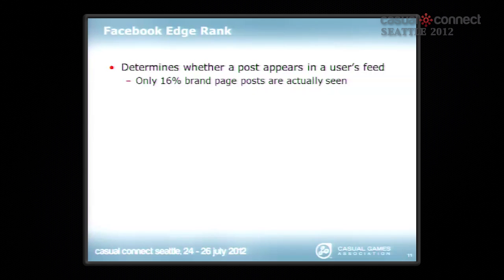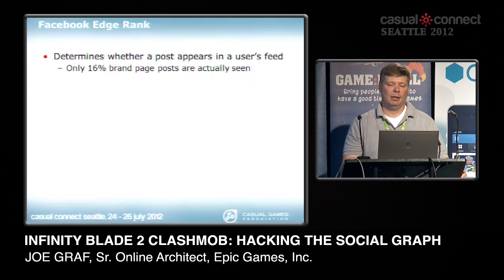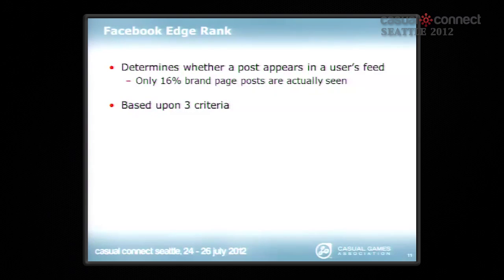So one of the things that we were really keen to get is reach on Facebook. And the way we do this is all the ClashMob events are posted to our brand page. Now, when you do that, any post that goes on a brand page, whether or not it shows up in someone's feed, is determined by the Facebook EdgeRank algorithm. And they have a stat themselves that says that only 16% of brand page posts are actually seen by fans. So one of the things we were trying to do is make sure that anything we did really elevated up in the stats there.